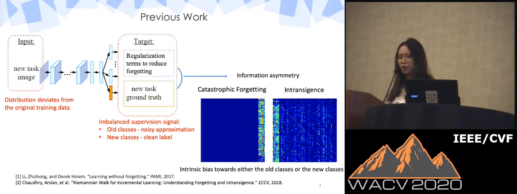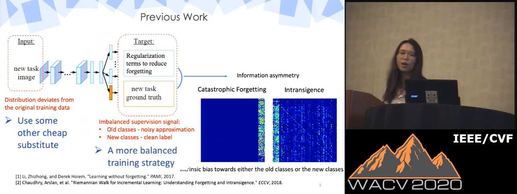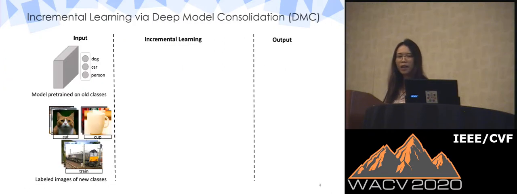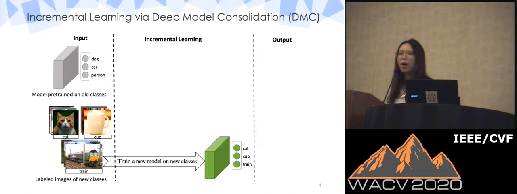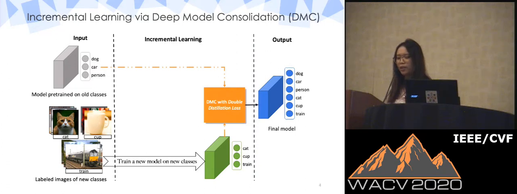Previous work usually fine-tuned the model with new training data with some regularization terms. However, this paradigm leads to an intrinsic bias towards either the old classes or the new classes. So instead, we propose a more balanced training strategy, and we use some other cheap substitutes for the training data. We call our method deep model consolidation, or DMC for short. The idea is to first train a brand new model on the new training data of the new classes. Then we combine this new model with the original model using this DMC module to obtain a single compact model for the inference.